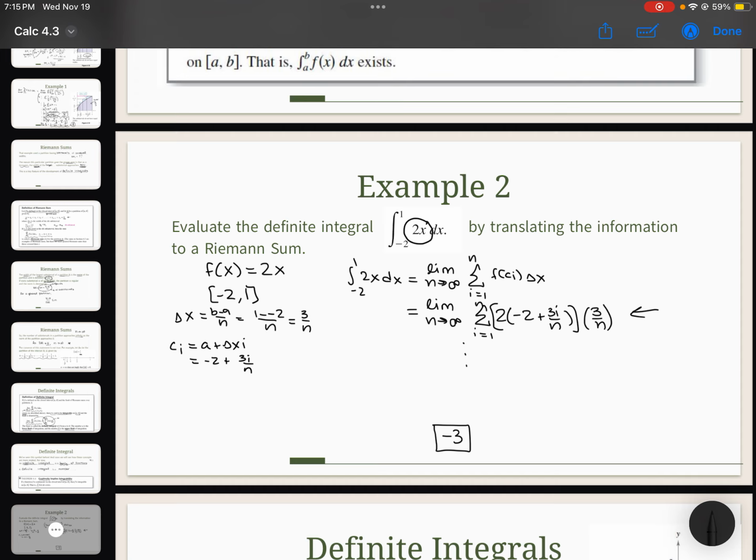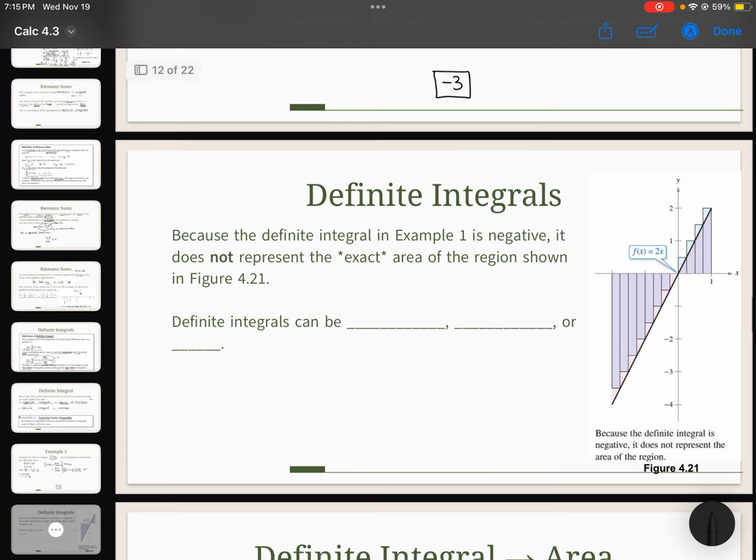All right. I know this is a long video. We're going to keep going a little bit further. It says 22 slides. I don't think we're going to do all 22. We'll see.